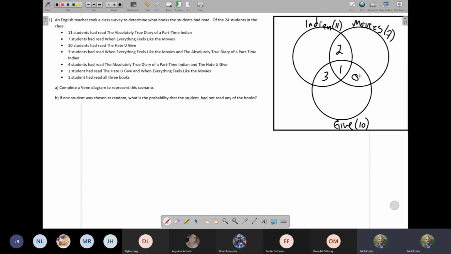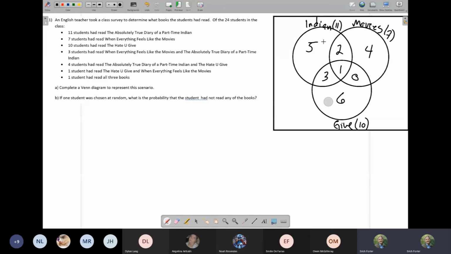Now the process is just straightforward subtraction or addition, whichever way you prefer. We need to end up with 7 for the movies. We've got 2 and 1, so we've got 3. So we just need to add in 4. Similarly with Hate U Give, 10 is the total you need to reach. We've currently got 1 and 3, which gives us 4, so we need to add in 6. And Part-Time Indian needs to be 11 in total, but we've currently got 2, 3, and 1, which make 6, which means we're missing 5.